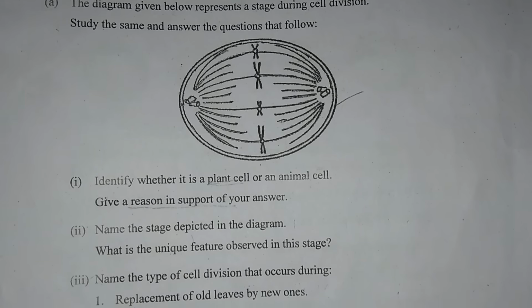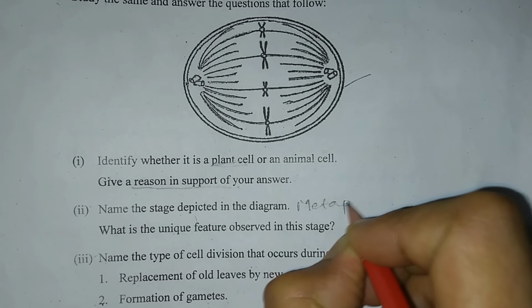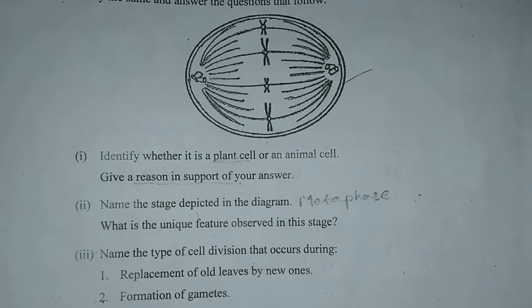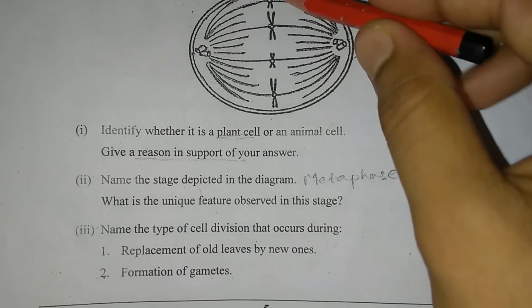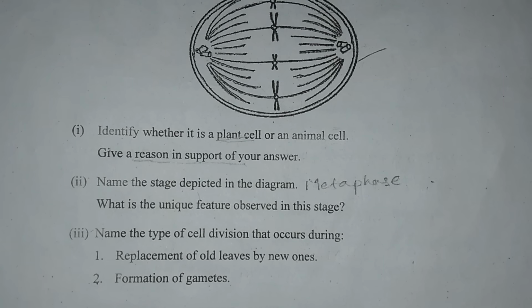Number 2. Name the stage depicted in the diagram. It is metaphase. What is the unique feature observed in the stage? Well, the chromosomes are lined up in the equatorial region. That is the picture.